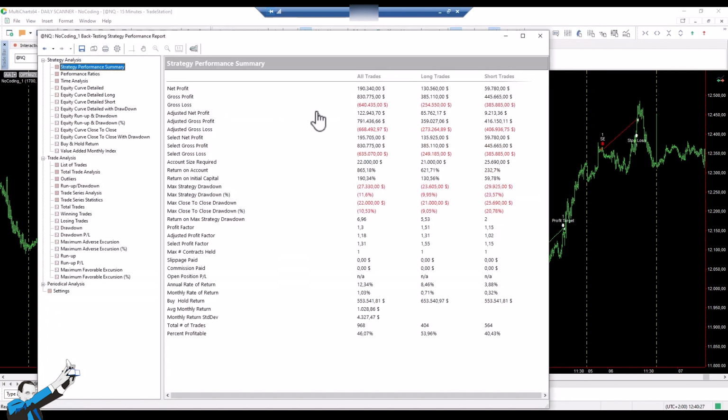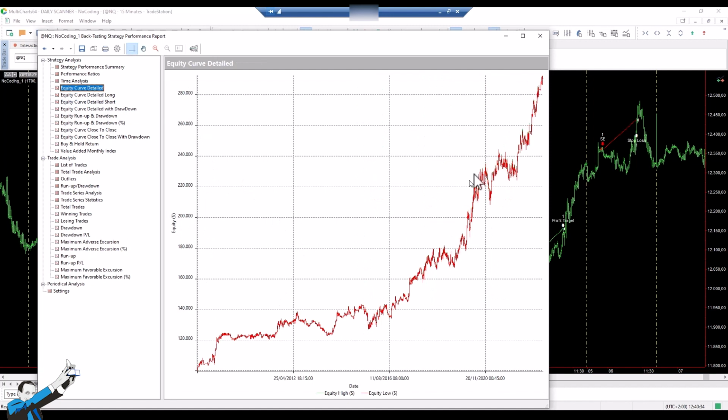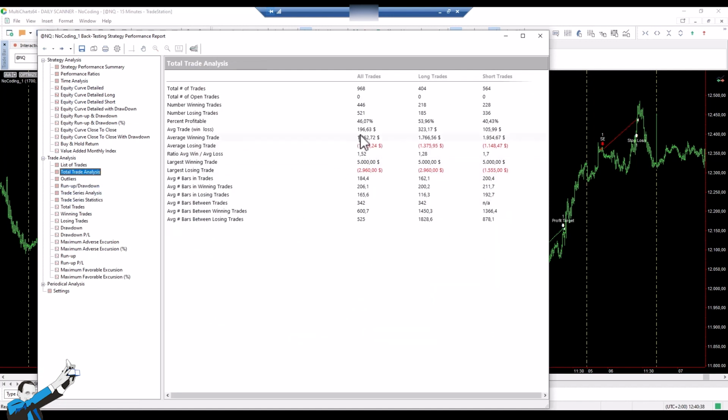This strategy generates $190,000 in profit with a maximum loss of $27,000. This is undoubtedly a nice curve with some regularity and an average trade value of $196, which is great for this instrument. We think we're just getting started and we can refine some parameters later.